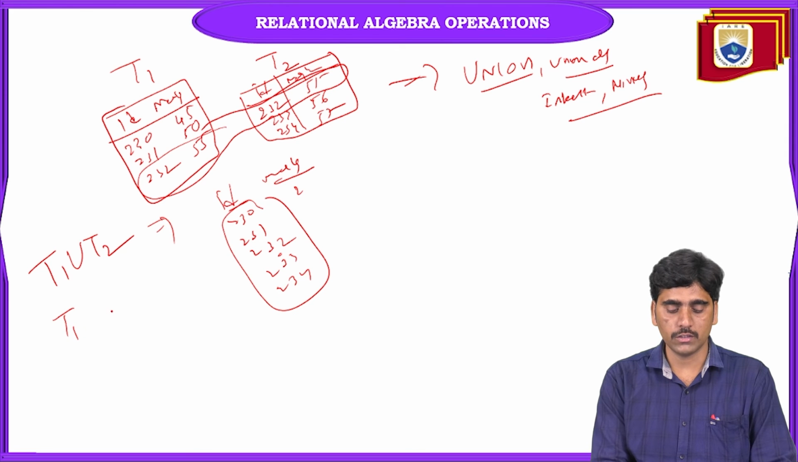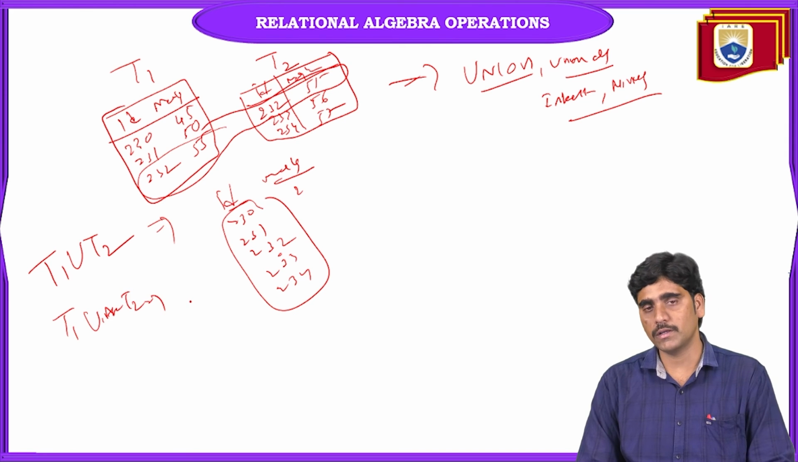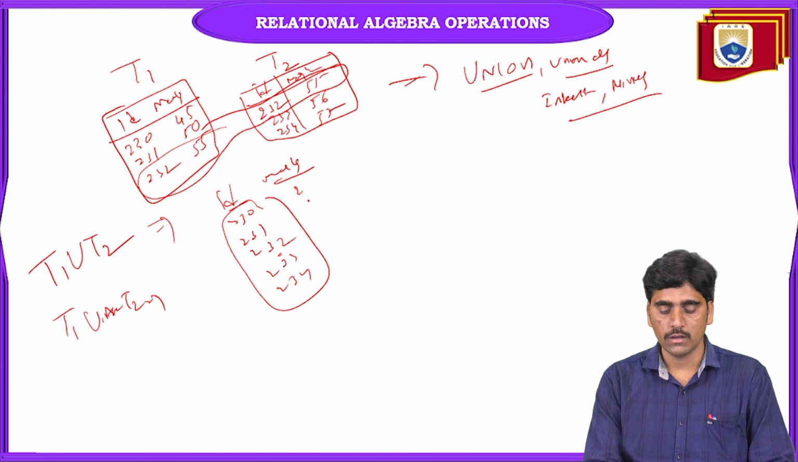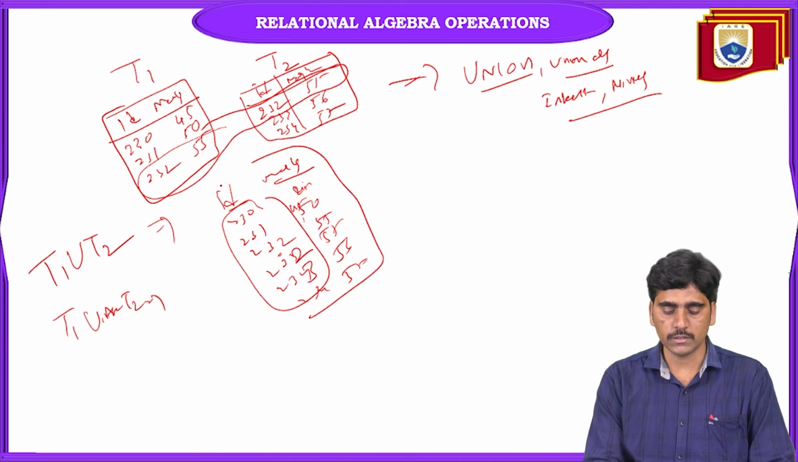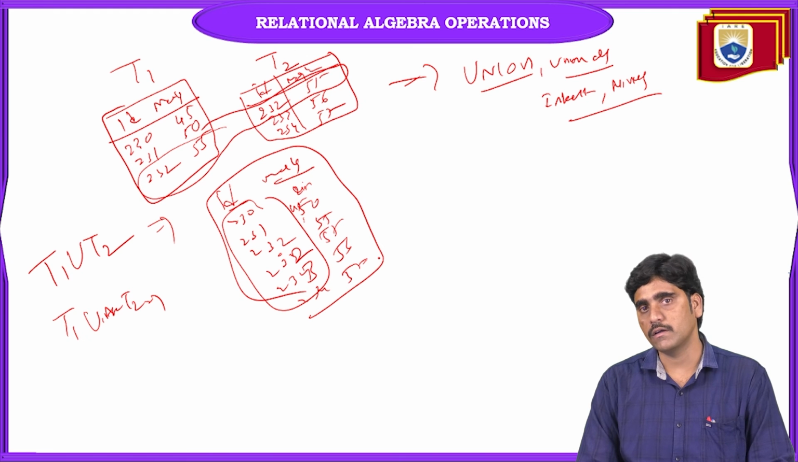The next one is union all. T1 union all T2 means it includes duplicates also. So 230 with 45 marks, 231 with 50 marks, 232 with 55, as well as 232 with 55 marks, 233 with 56, and 234 with 57. This is how it displays for the union all operator.